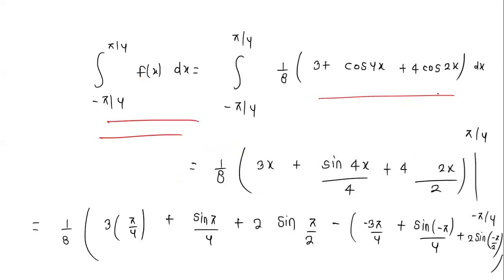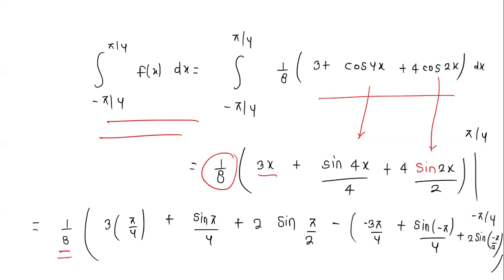So we have to integrate from minus pi by 4 to pi by 4. So you can take this 1 by 8 outside, and this 3 integration is 3x. Cos 4x integration is sin 4x divided by 4, and this thing integration is 4 times sin 2x divided by 2. Now you can put the limit.